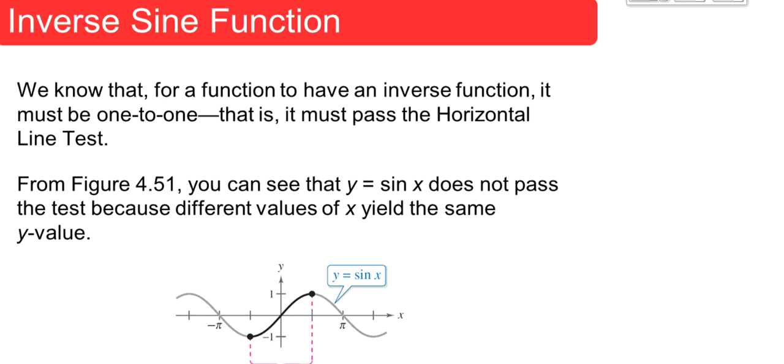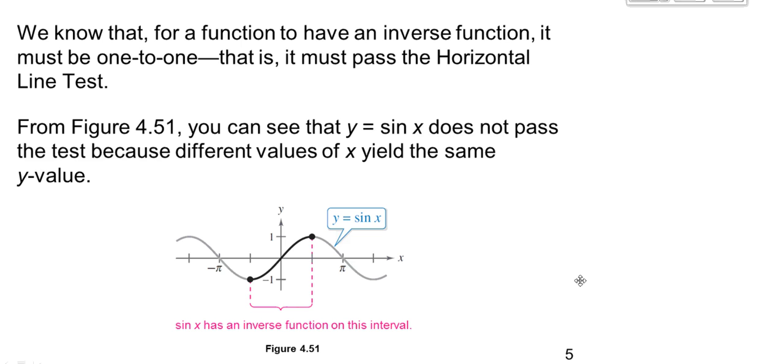We know that for a function to have an inverse function, it has to be one-to-one, that is, it passes not only the vertical line test, but the horizontal line test. Here's a picture of a sine function graph. Notice, as we know, it does not pass the horizontal line test because it oscillates between 1 and -1. So we want to look at an interval in which that function does pass that horizontal line test. You can see it highlighted there as well.